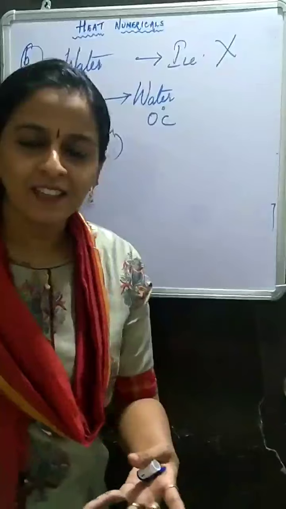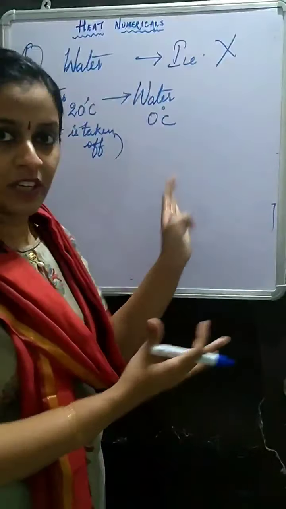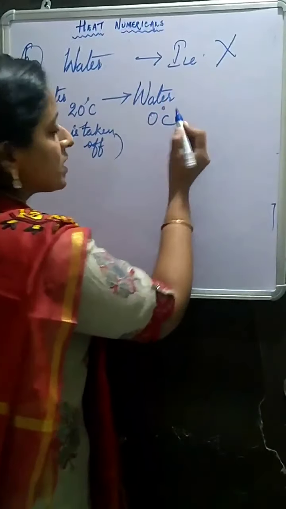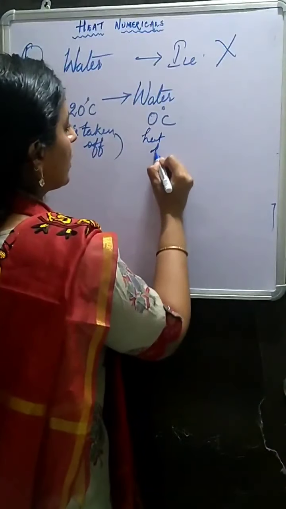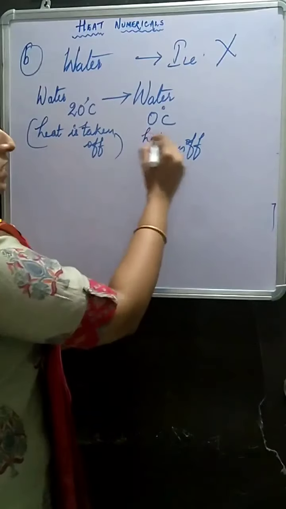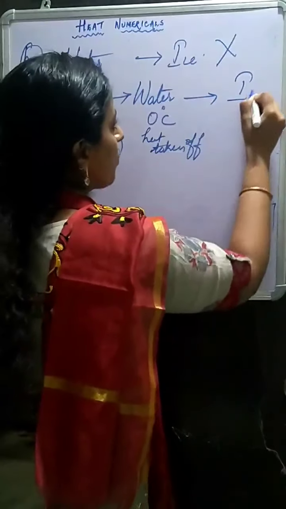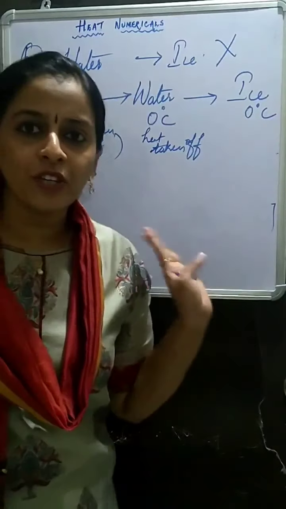If you give heat, it will expand, no? Here, for water to convert into cold water, heat will be taken off. So now you got water at 0 degrees Celsius. Again, heat will be taken off, and this water which was at 0 degrees Celsius will convert into ice at 0 degrees Celsius. Understood till here?